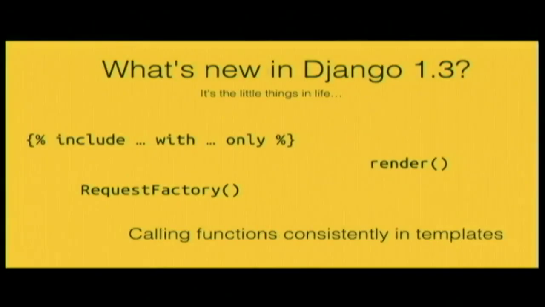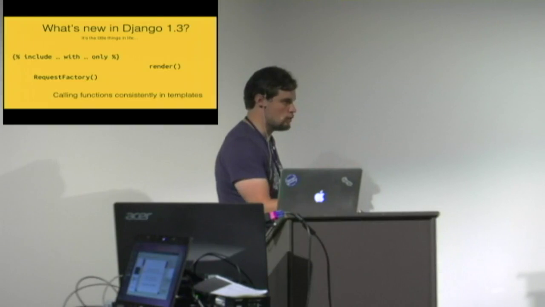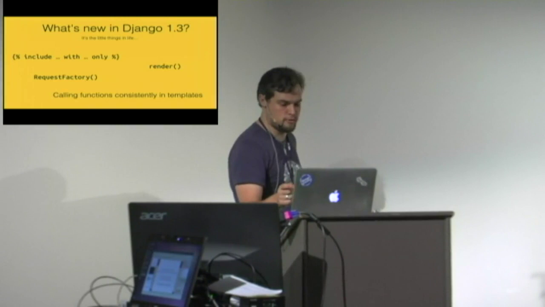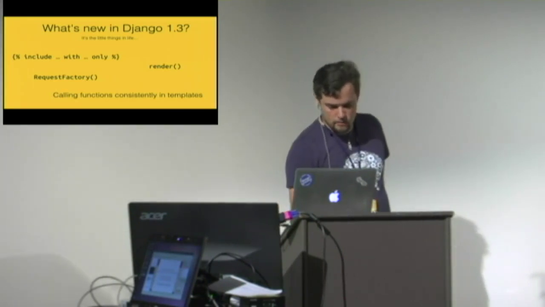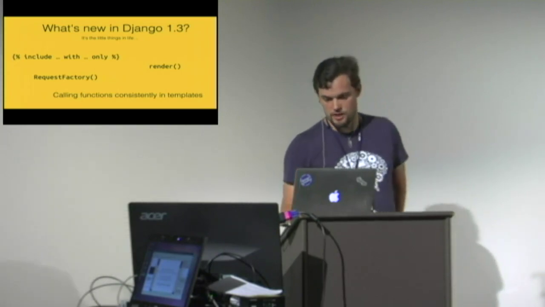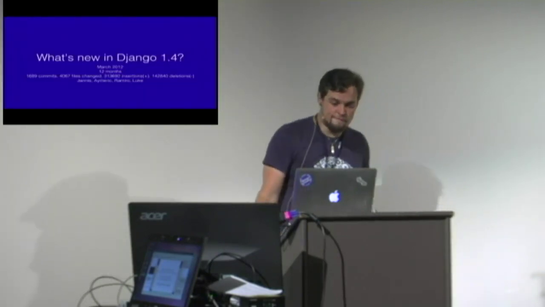Little things that came in, the include tag got pretty supercharged. You could specify which context variables you wanted to pass into it. We added the request factory for tests rather than just the test client. Functions were now consistently called in templates. Before Django 1.3, if you wrote something.method_name, then it would call the function, but if you just put a function name in, it would print out "bound function", which was probably not what you wanted. And we added the render shortcut, so you didn't have to faff about with RequestContext every time you wrote render_to_response.